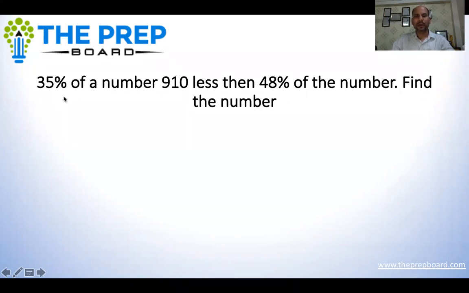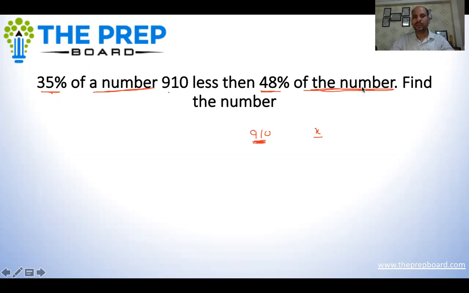35% of a number is 910 less than 48% of the number. Here we can see a number, 910, is given, and then another number which we are supposed to find out. Now let's move on. Try to understand what this number 910 is. It is given that 35% of an unknown number is 910 less than 48% of that unknown number.